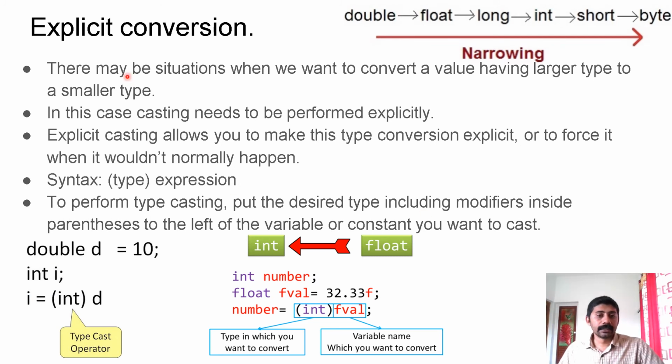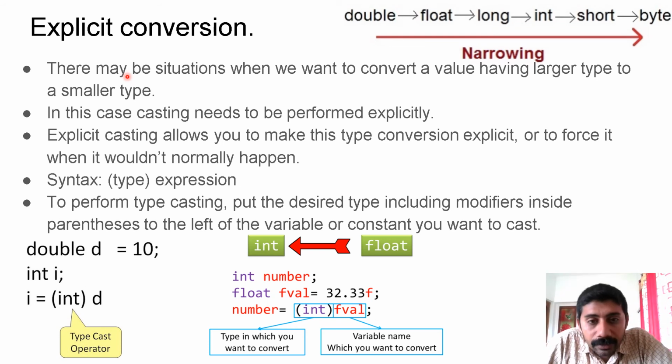Explicit conversion. There may be a situation when we want to convert a value of a larger type to a smaller type. Here you have to be very careful. In the previous case, we were storing a value of a small type into a target type which is bigger, which means there is no data loss. But now we are talking about the case where there can be data loss.